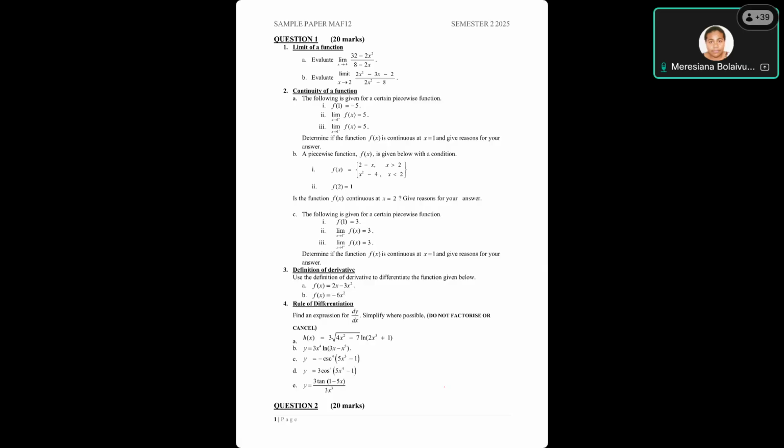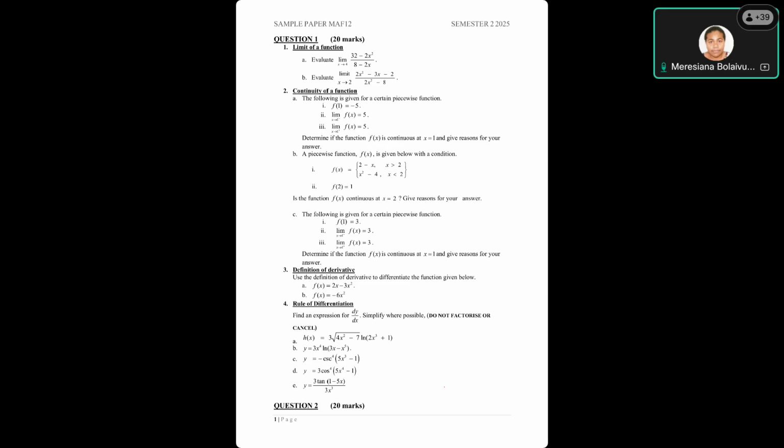So in our question, if you look at our question, we are trying to evaluate the limit of 32 minus 2x squared divided by 8 minus 2x, and we're evaluating the limit as x approaches 4. So the first option is for you to substitute. So take the 4, you put it in place of x. When you do that, do you get 0 over 0? Yes, you do get 0 over 0.